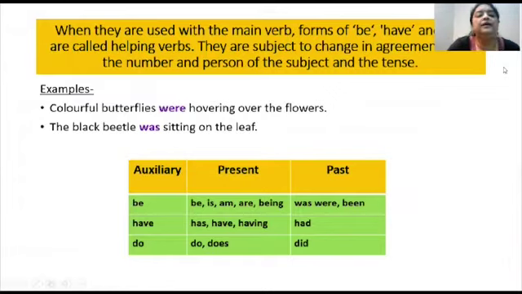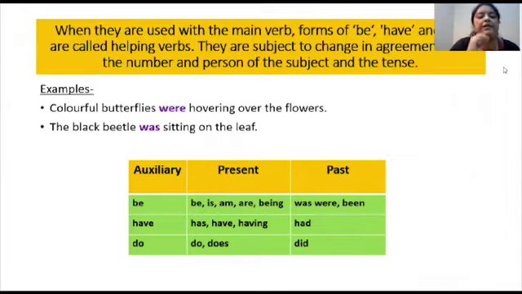When the primary auxiliaries are used with the main verbs, forms of be, have and do are called helping verbs. They are subject to change in agreement with the number, the person of the subject and the tense. If you look at the table below, children, under the column auxiliary, you find be, have and do. When these words are used in present tense and past tense, they change according to the subjects that they are used with.